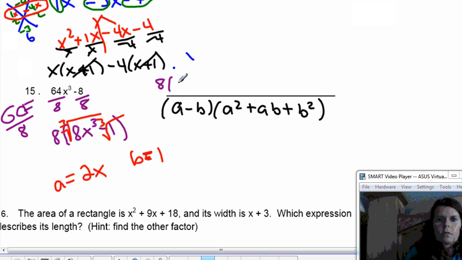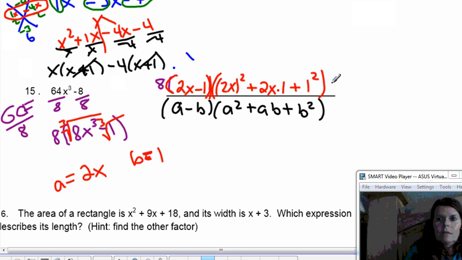So now we go over up here. And we put 2x in for a, so we get 2x minus 1. Then we have 2x squared. Now be careful because it's 2x squared plus 2x times 1 plus b squared, so it's 1 squared.